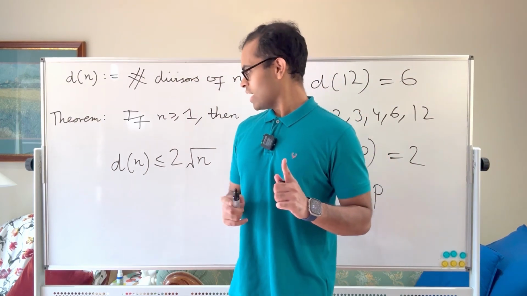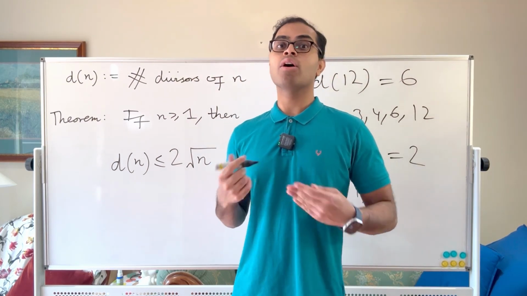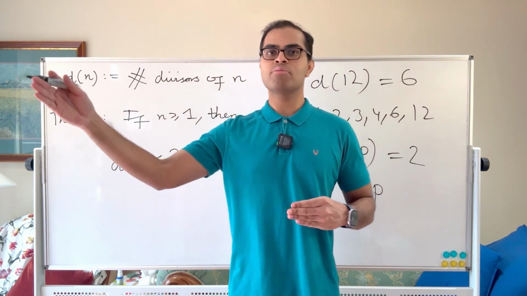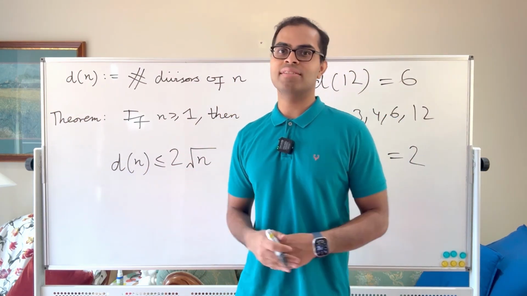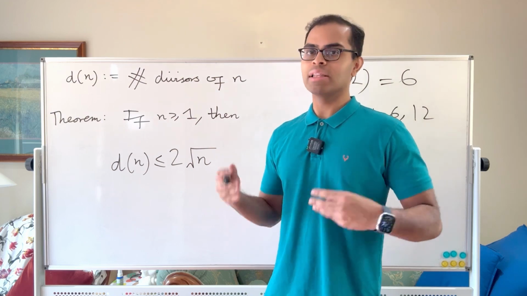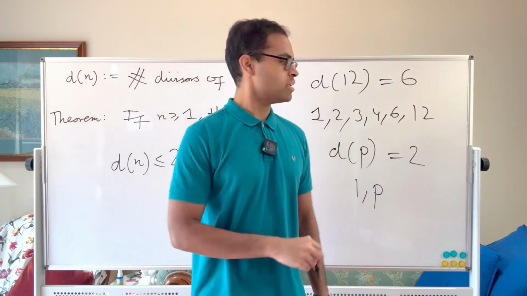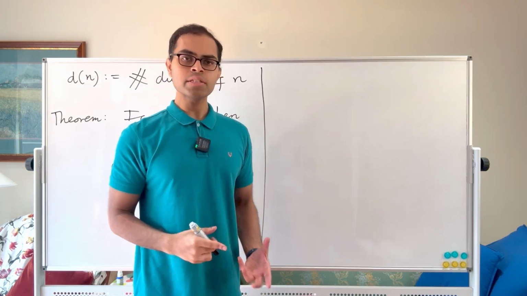Now, one comment I'll make is, of course, the number of divisors of n is always less than or equal to n, because there are n numbers from 1 through n. Not all of them are going to be divisors in general, of course, but the total number is less than or equal to n. But here we're proving something a bit stronger than that, so let's get into it. Beautiful number theory argument. Let's prove the statement.